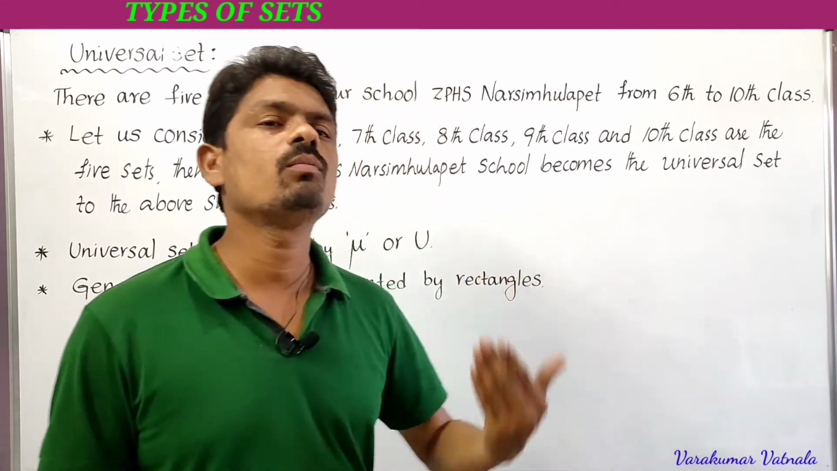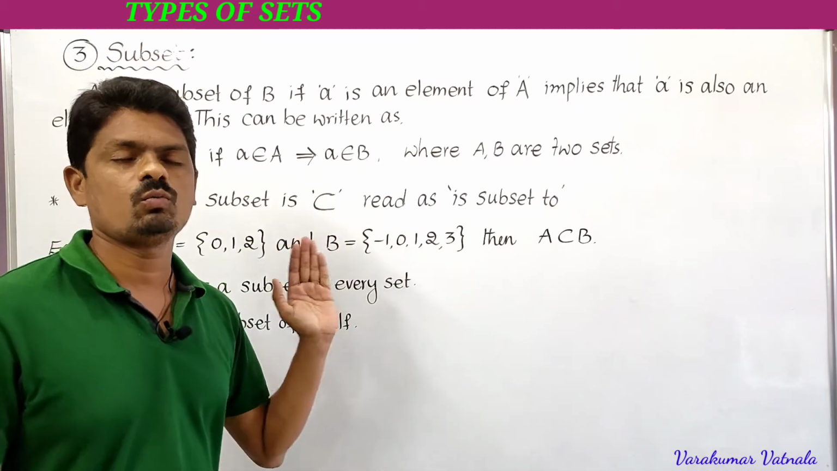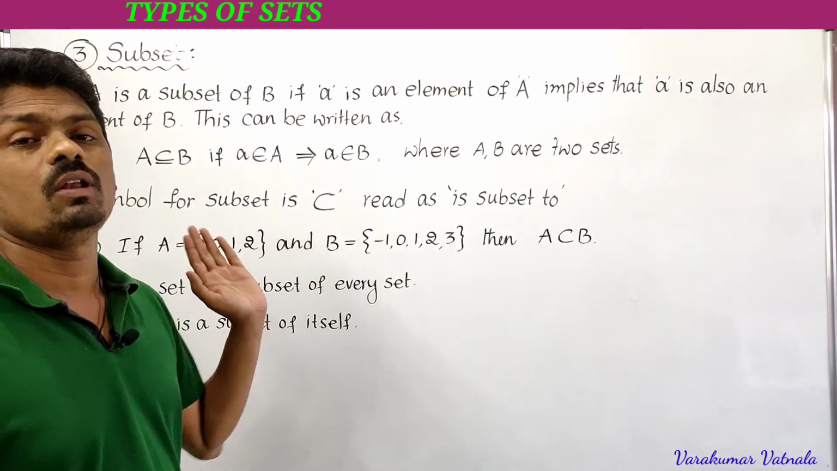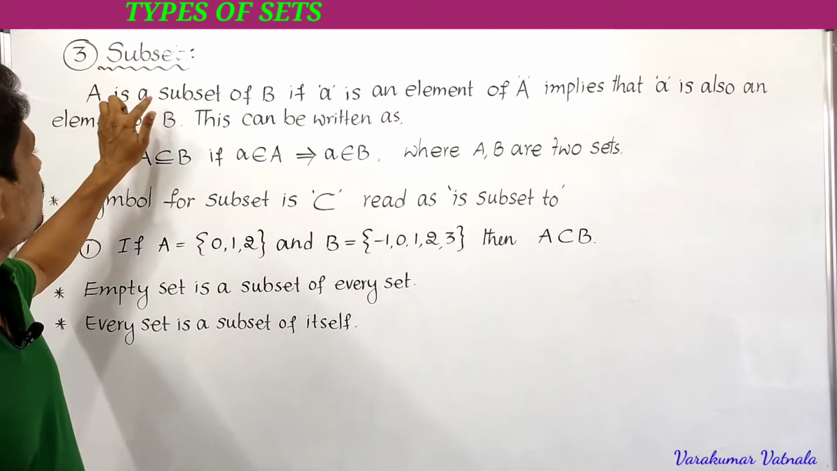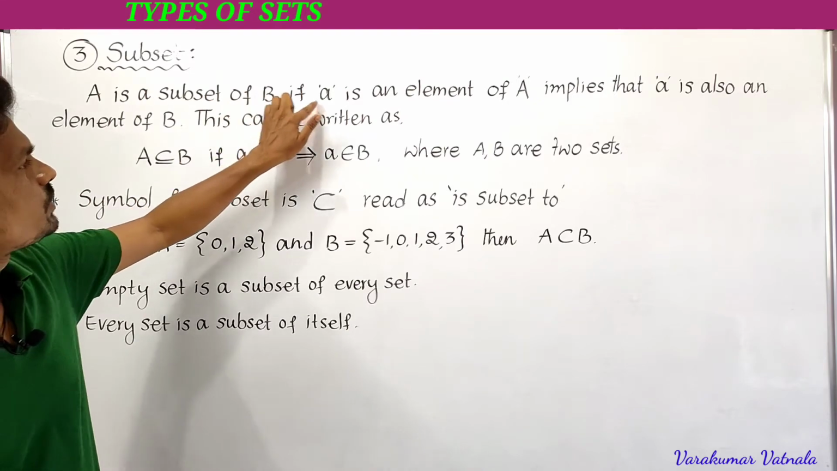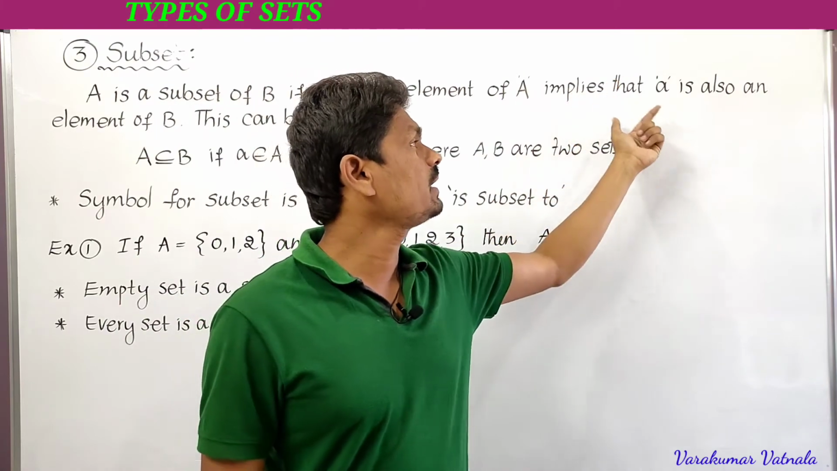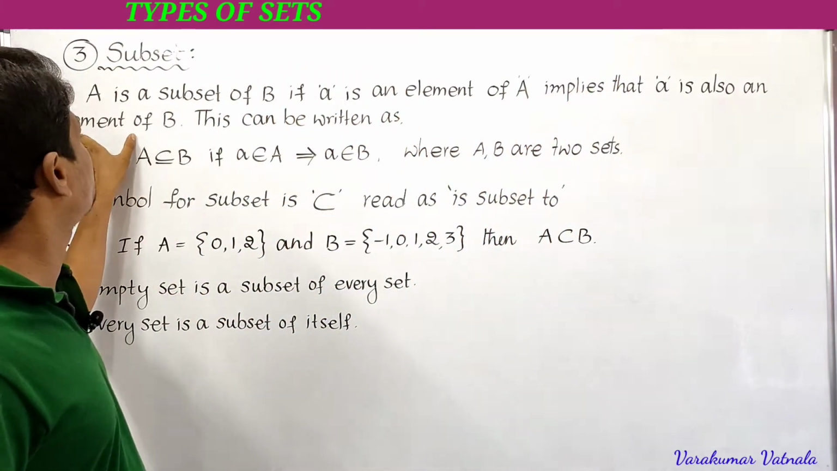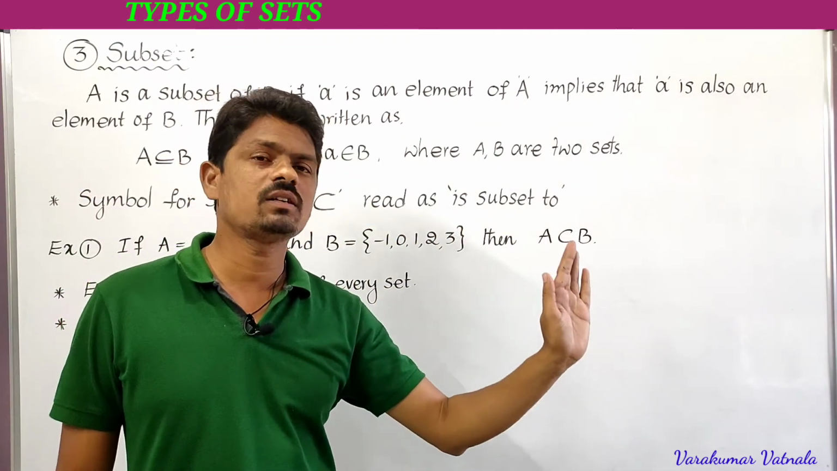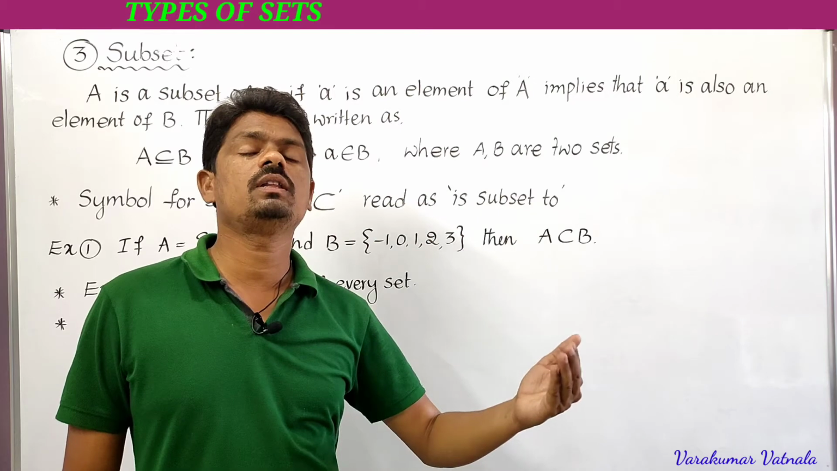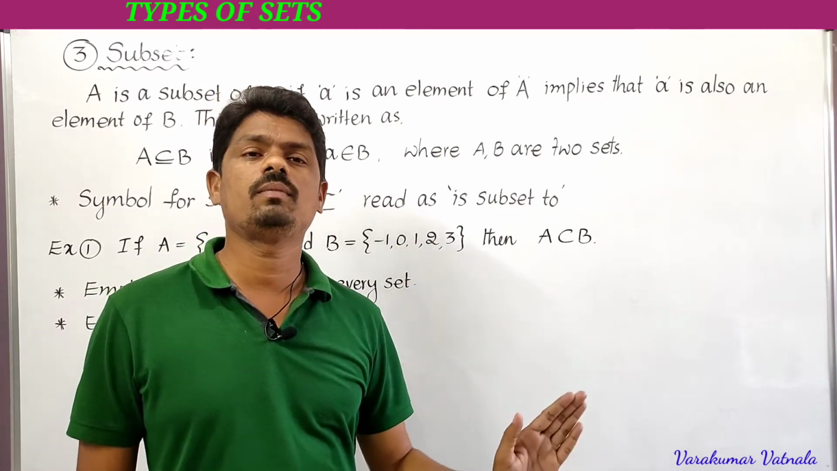Next we have to learn about a subset. See here what a subset is and what symbol we use to denote it. Capital A is a subset of capital B if small a is an element of capital A implies that small a is also an element of B. Then we say that capital A is a subset of capital B.